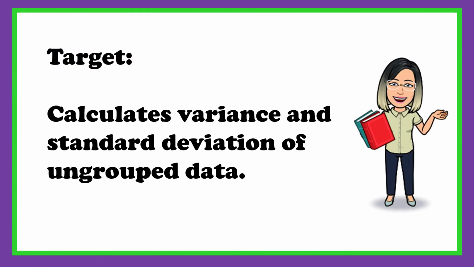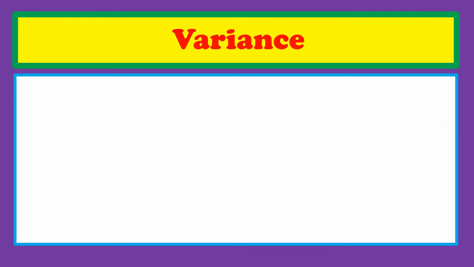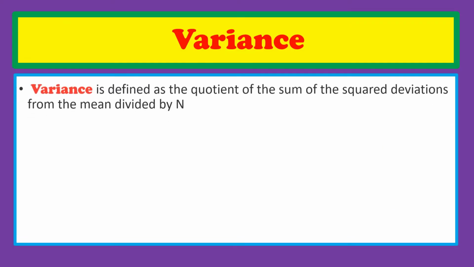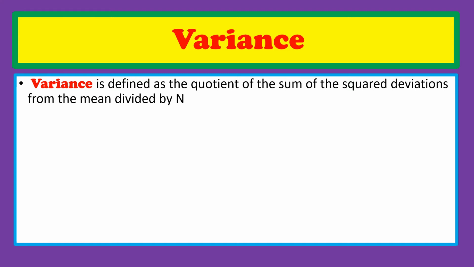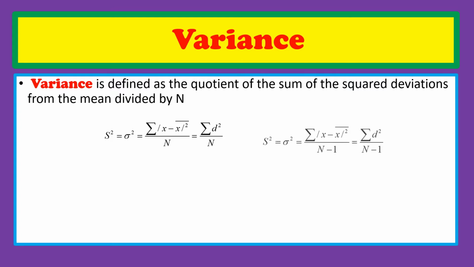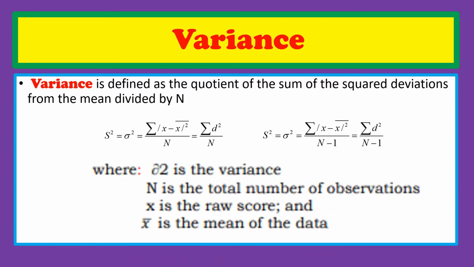Our target is to calculate the variance and standard deviation of ungrouped data. Variance is defined as the quotient of the sum of the squared deviations from the mean divided by n. We have two formulas. We use this one if we are using a population, and the other one if we are using a sample. Sigma squared is the variance, n is the total number of observations, x is the raw score, and x bar is the mean of the data.